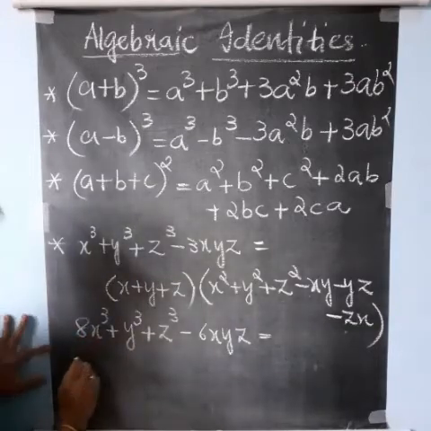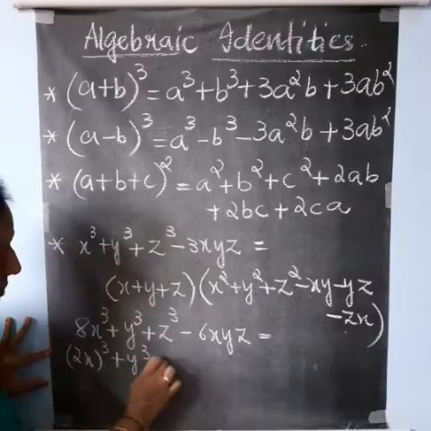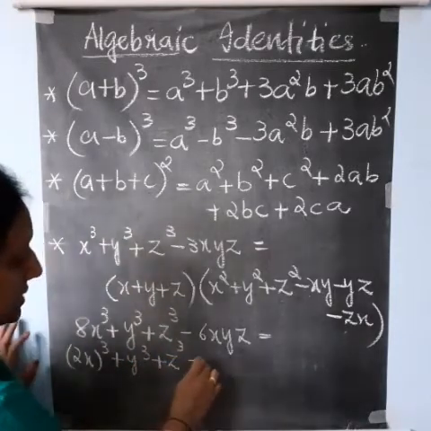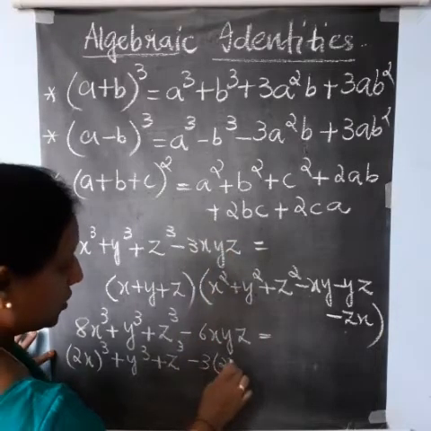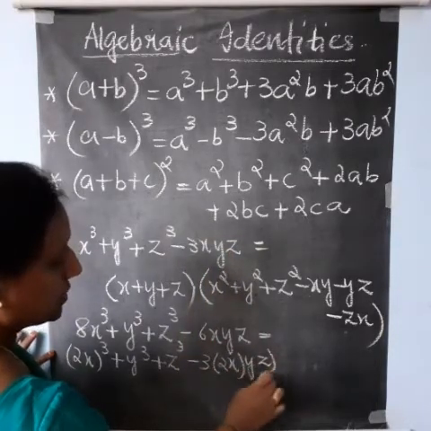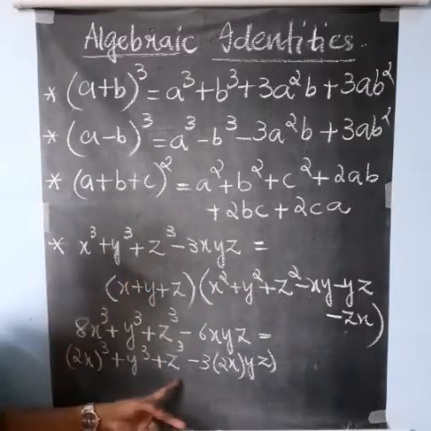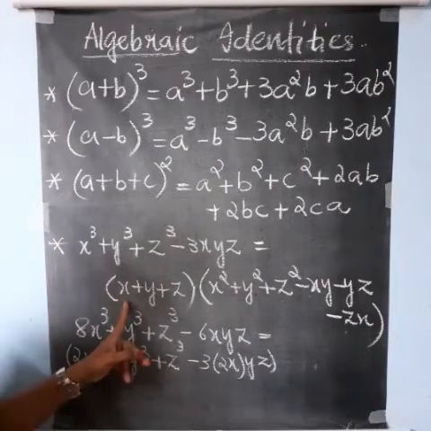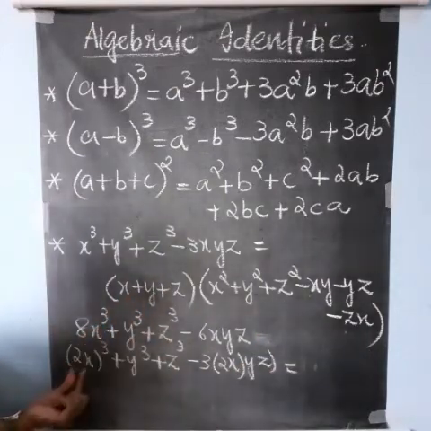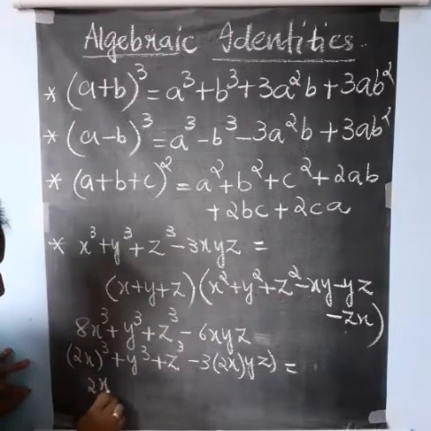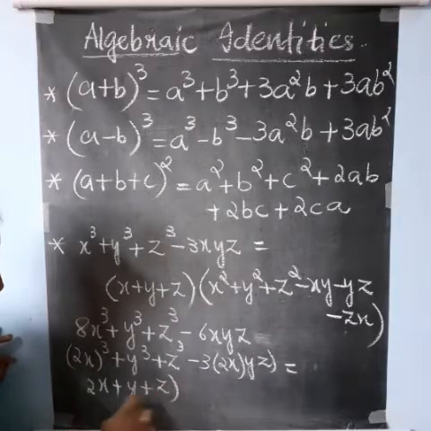So how can I write this? I can write this as (2x) the whole cubed plus y cubed plus z cubed minus. Now this is 3xyz, 3 into 2x into y into z, right? So this is of this identity. So how will I expand? First term is x plus y plus z. What is my x here? 2x plus. What is my y? Y is the same and z, right?